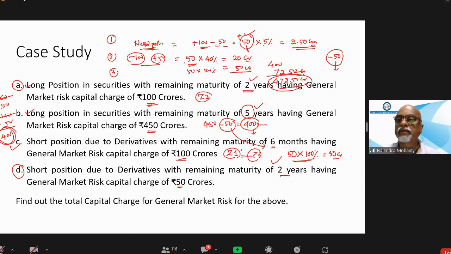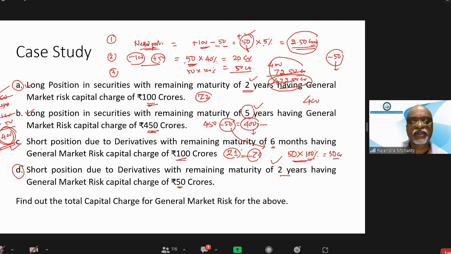Without horizontal and vertical disallowance, how to calculate, sir? So this is the algebraic sum. Whatever the positions you are having, because these short positions are to be adjusted or netted against the long position. So actual capital required is this 400 only, because long position is plus 100, plus 450, short position 100. So this is minus 100, this is 50. So when we sum it together, we get 400.